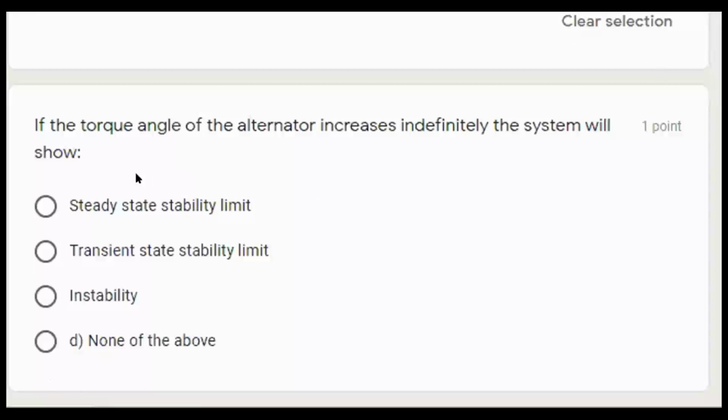Then 30th question. If the torque angle of the alternator increases indefinitely, the system will show the torque angle, that is the load angle, increases indefinitely means the stator magnetic field and the rotor magnetic field are varying. The angle difference between the stator magnetic field and the rotor magnetic field is very large, means the synchronous generator speed is affected. That is called instability.